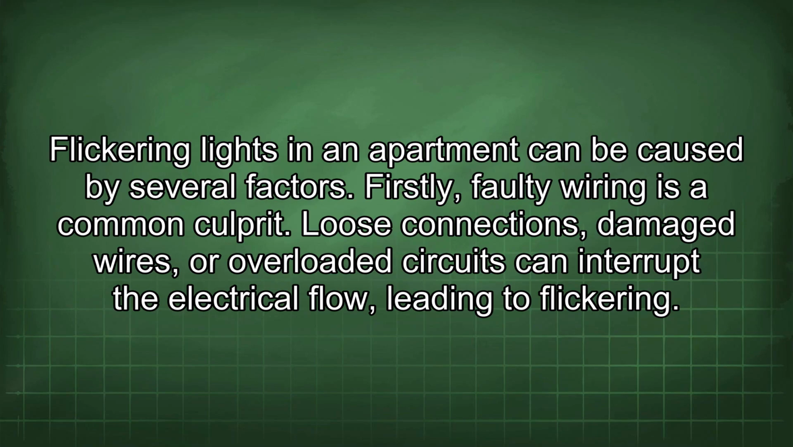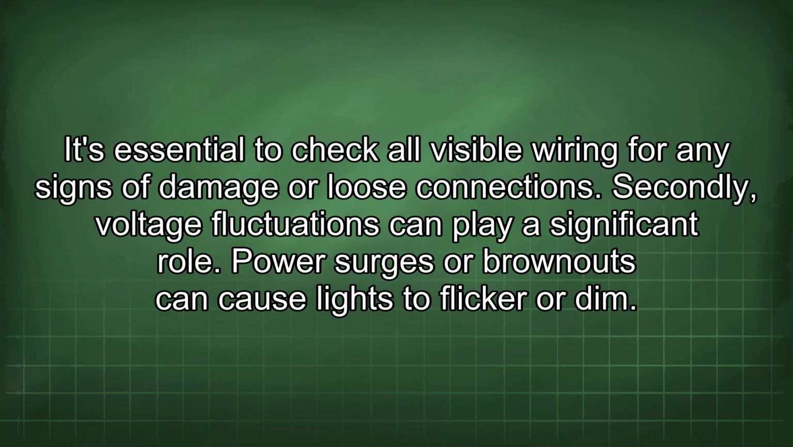Flickering lights in an apartment can be caused by several factors. Firstly, faulty wiring is a common culprit. Loose connections, damaged wires, or overloaded circuits can interrupt the electrical flow, leading to flickering. It's essential to check all visible wiring for any signs of damage or loose connections.